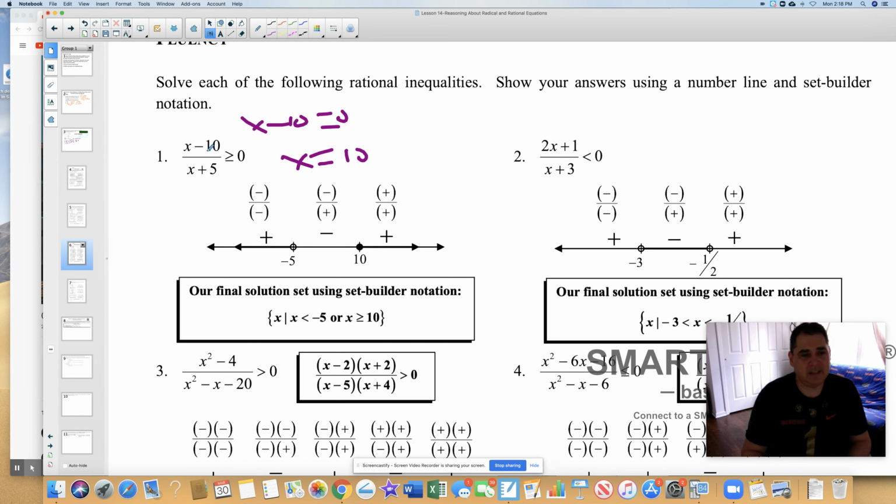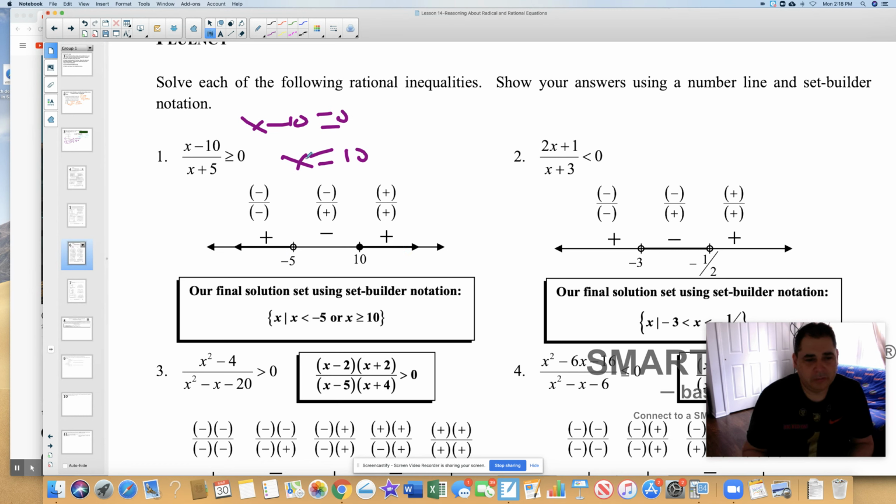0 minus 10 is a negative. 0 plus 5 is a positive. A negative divided by a positive is a negative. Is a negative greater than or equal to 0? No. So that means you don't shade in this area. So if it's false, you do not shade. Usually it follows a pattern. Sometimes it doesn't. But usually it does. So this is probably going to be shaded, but let's just double check it.